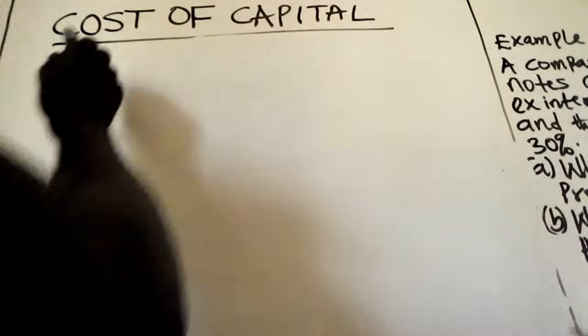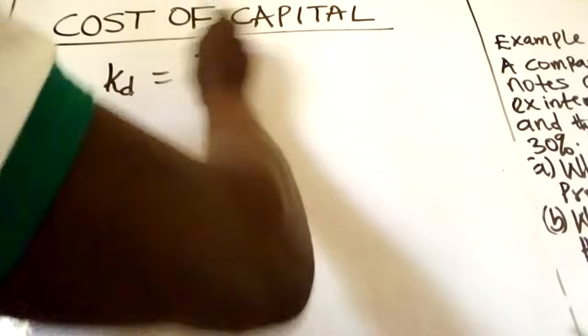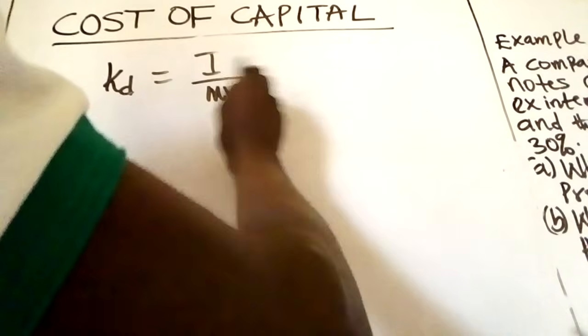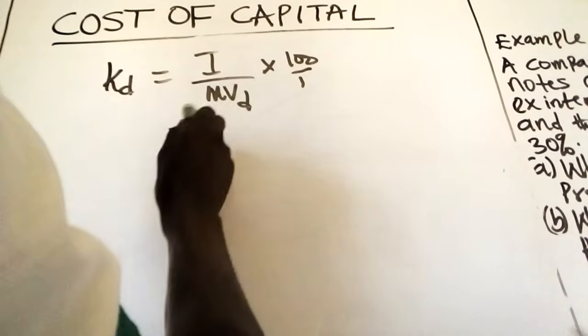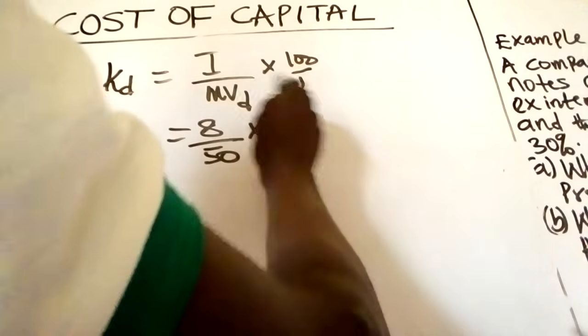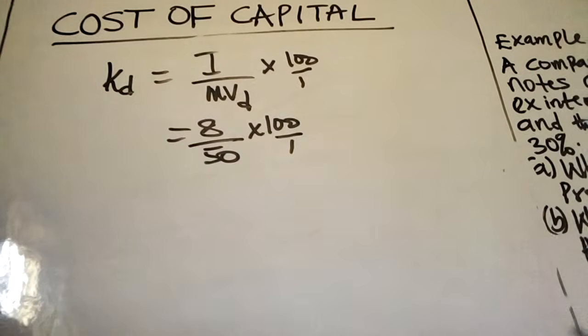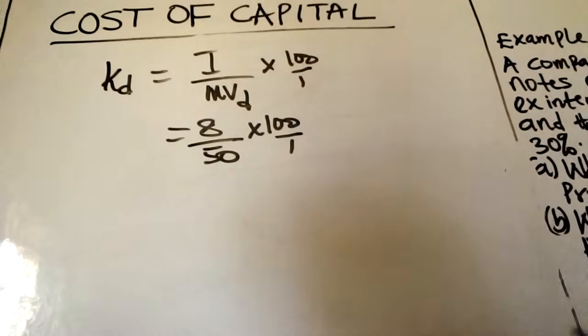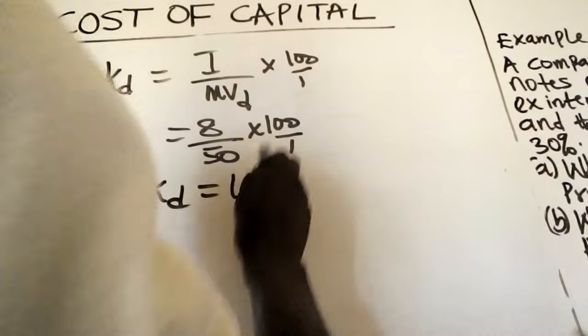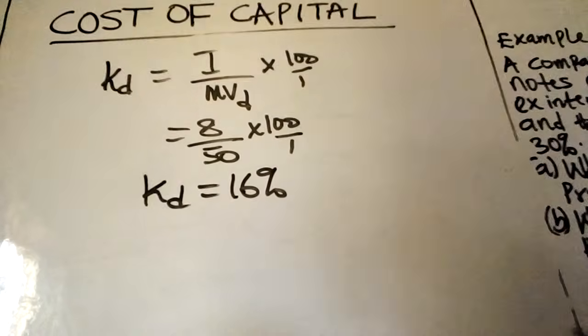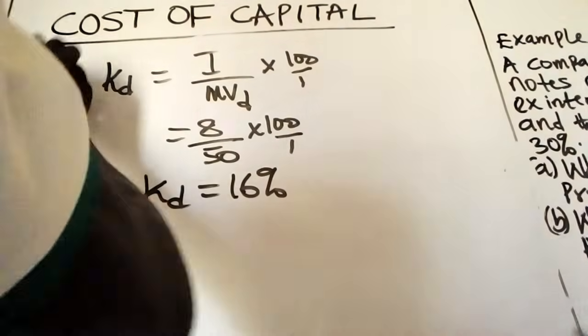Therefore, you want to calculate pre-tax cost of debt. I've told you that the formula for calculating the pre-tax cost of debt is equal to interest over market value of debt times 100. So the interest is 8 and the market value is $50, times 100. That will give us 8 divided by 50 times 100, which is 16%. Cost of debt is 16%. So that is for pre-tax. That is requirement A.